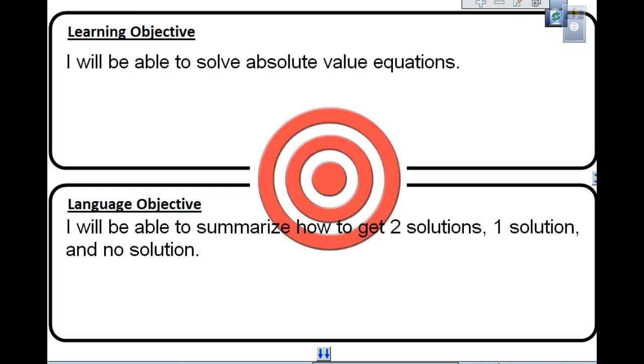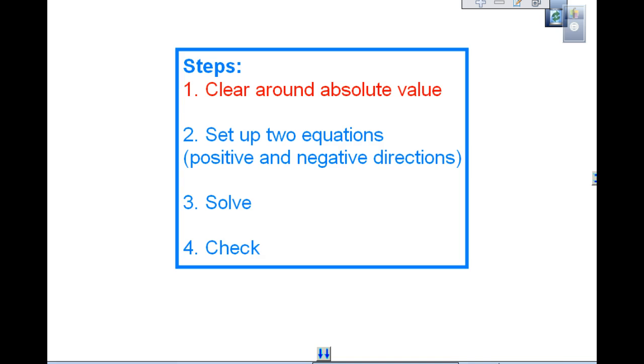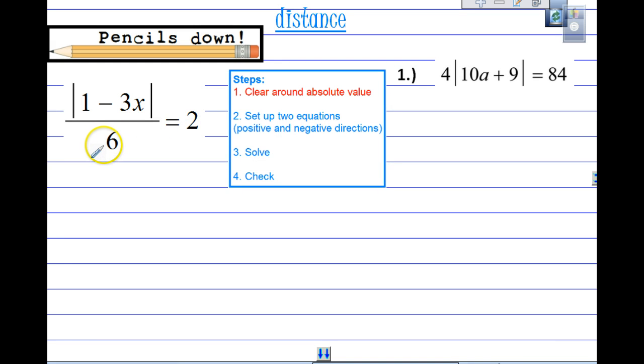Good. So for today, I'm going to show you something slightly different, and you'll see that there's going to be values outside of the absolute value. So the question is, how do you get rid of a plus 7? You subtract. And how do you get rid of a multiply by 6? Divide by 6 on both sides. And a times 4? Distribute? Nope. A times 4, you divide.